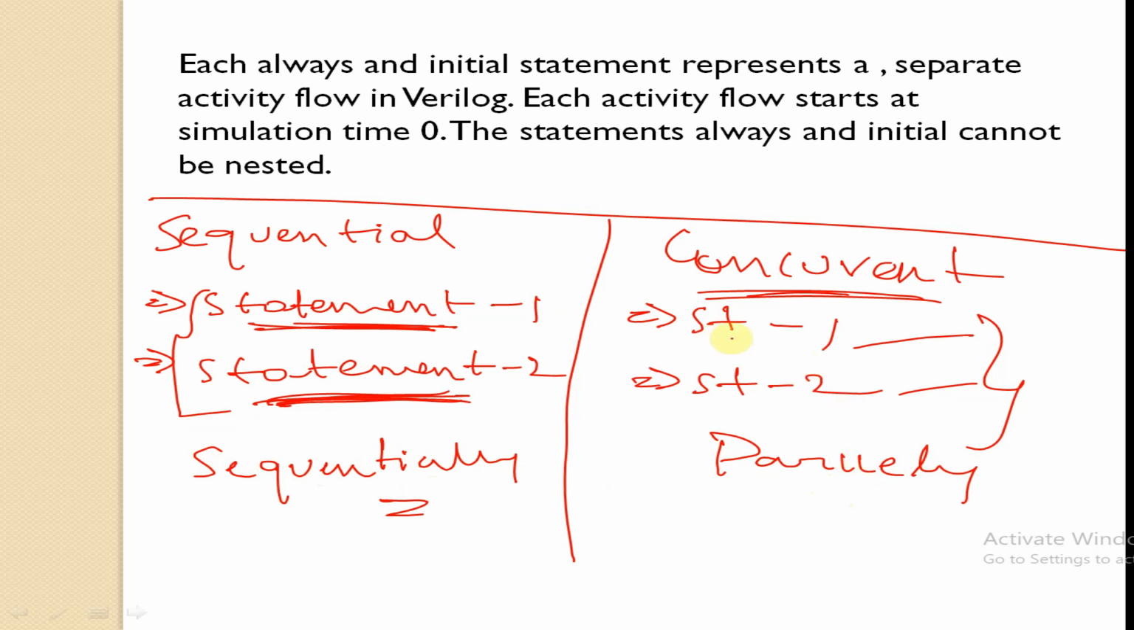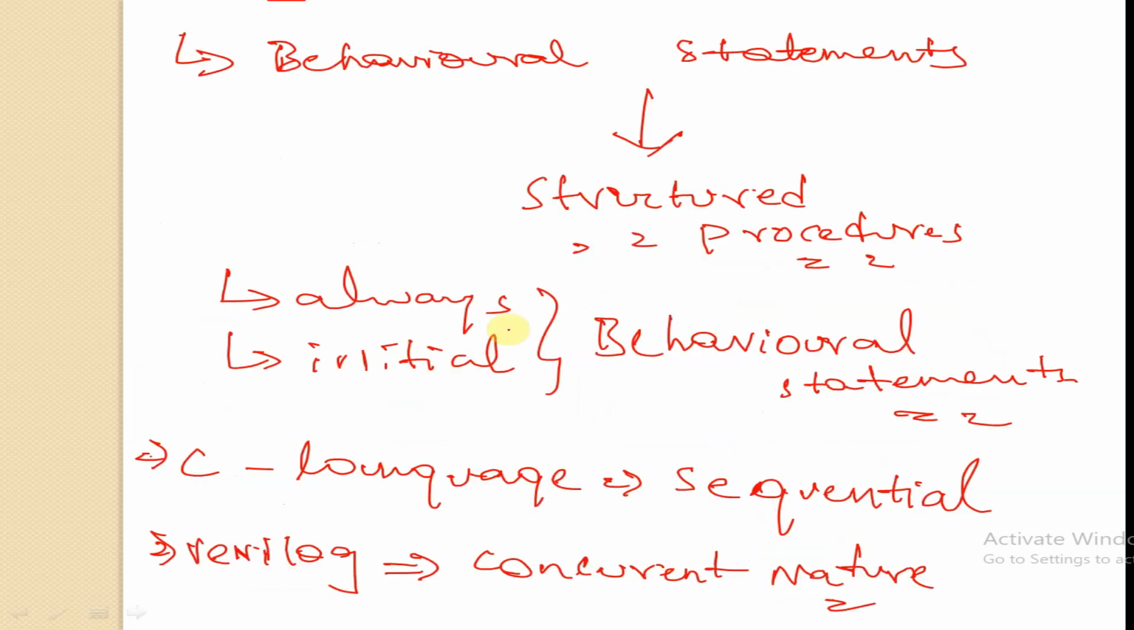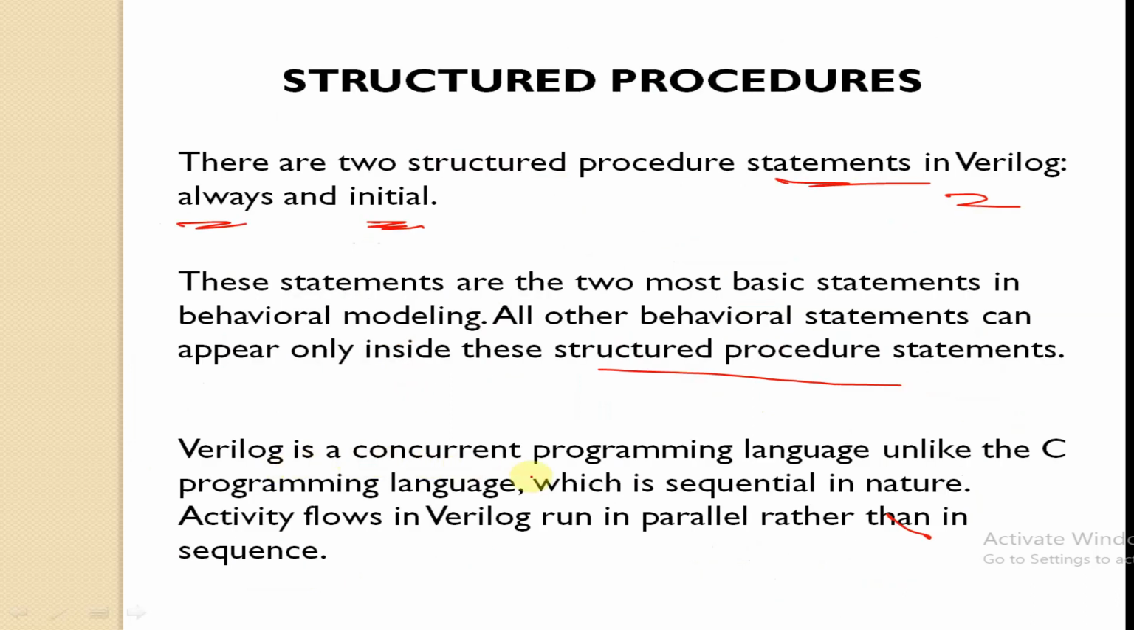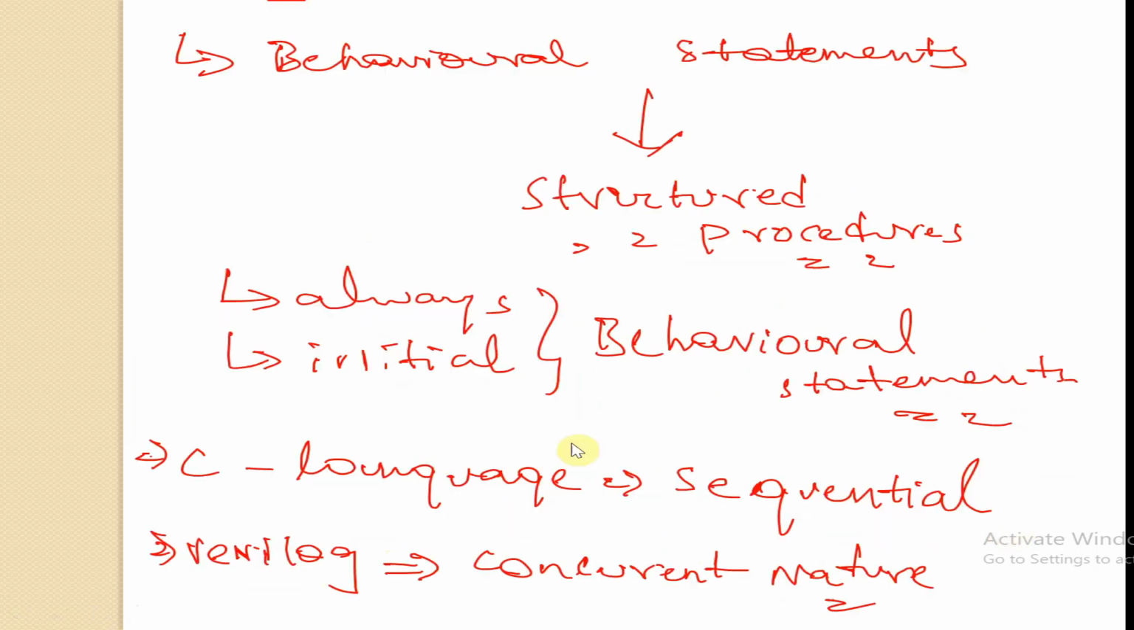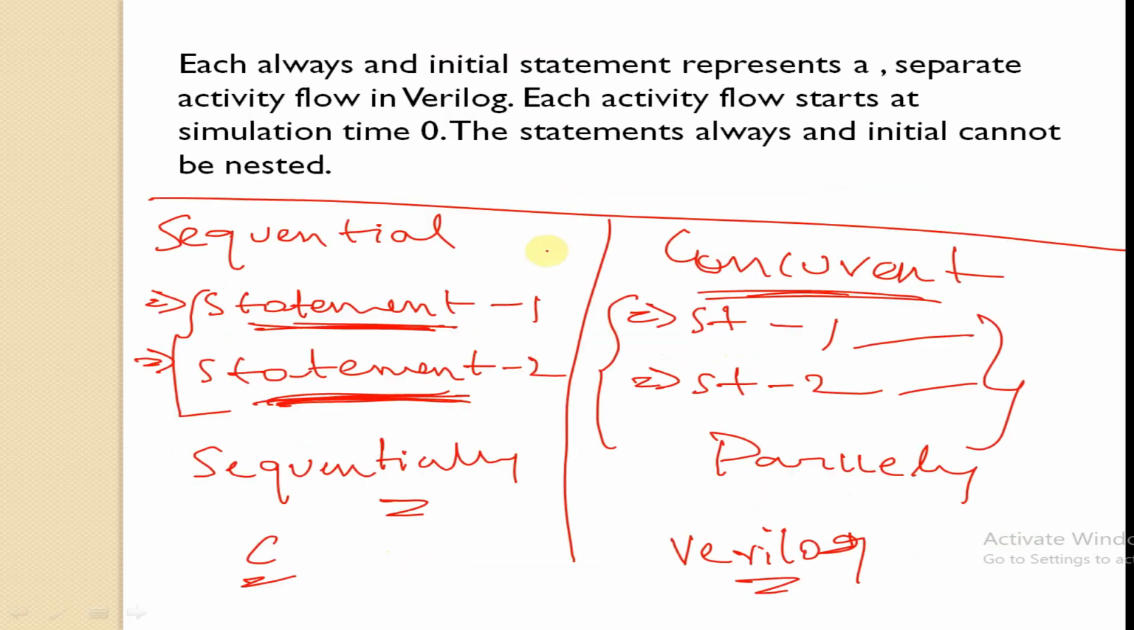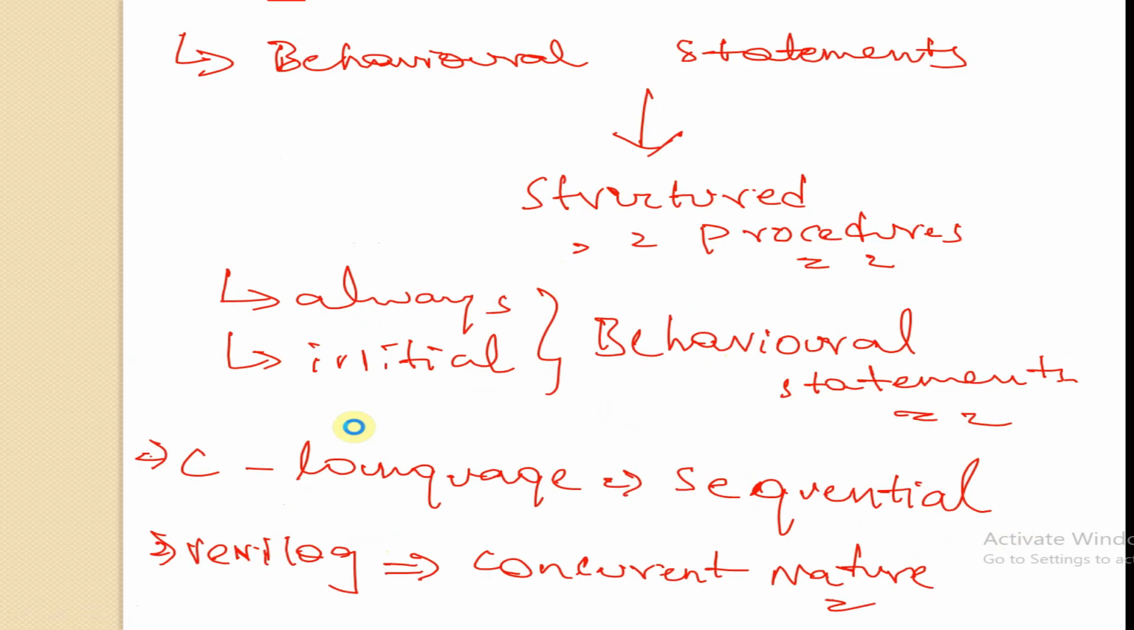So concurrent statements will execute parallelly, whereas sequential statements will execute one after the other. C is a sequential language and Verilog is a concurrent language. That is, all the statements will execute parallelly. Activity flows in Verilog run in parallel rather than in sequence, so all the statements in Verilog will run parallelly rather than sequentially like the C language.